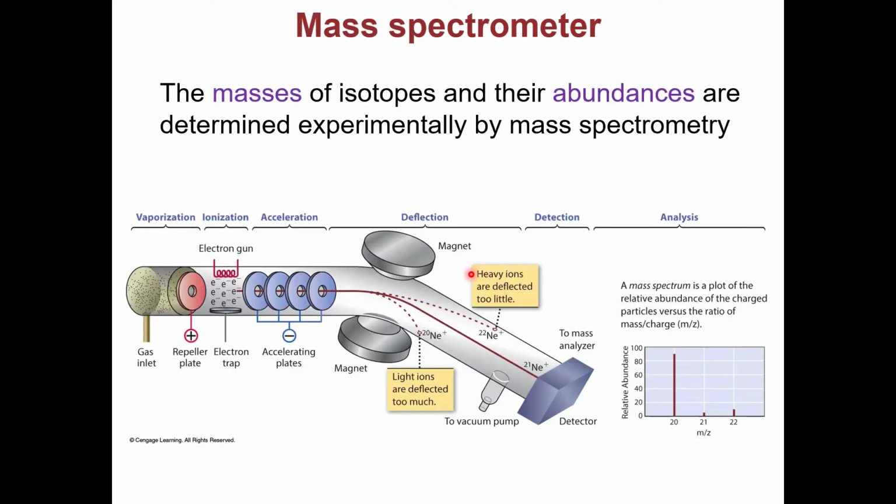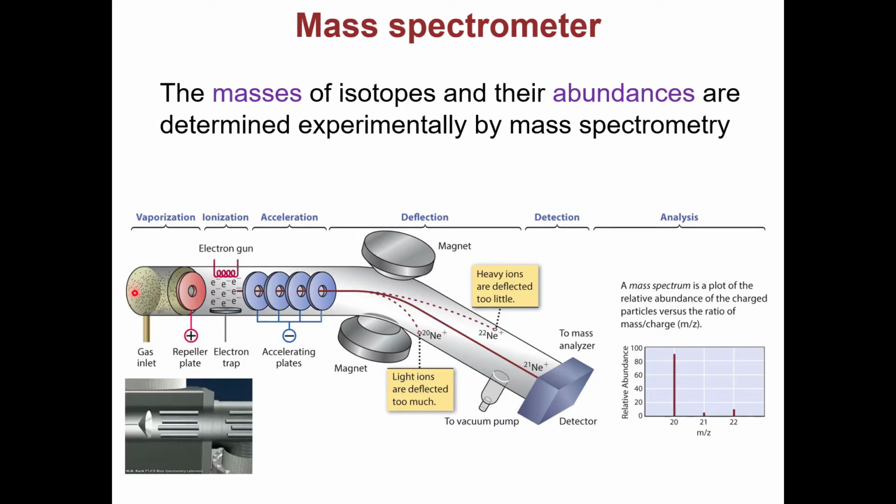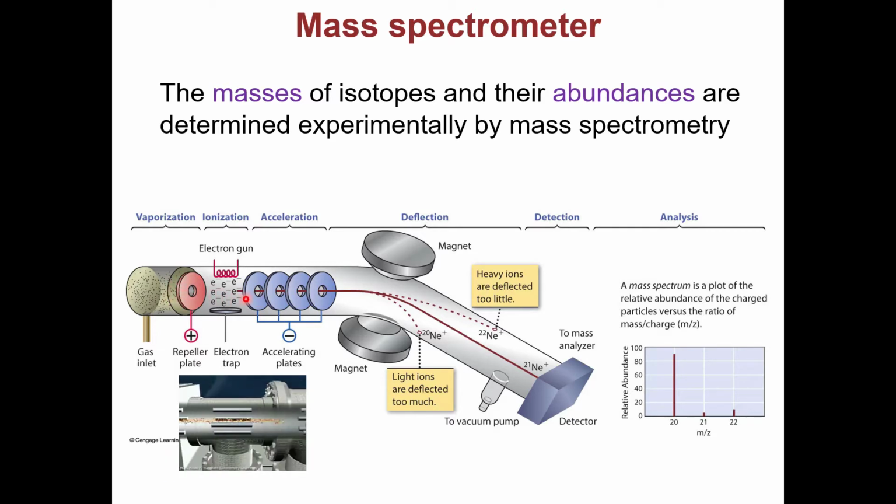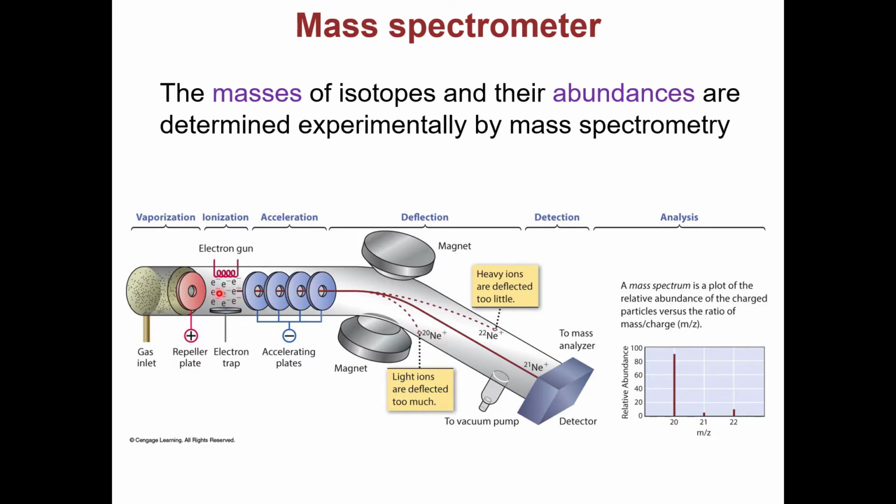The masses of different isotopes and their abundances or fractions in the sample are determined experimentally using a technique called mass spectrometry. The instrument used for that, the mass spectrometer, has a design similar to this scheme right here, where you vaporize your sample and inject it as a vapor into the instrument. Then when the sample vapor gets into the ionizer, it turns from neutral atoms or particles to ions. This is the first step, which is the ionization step.